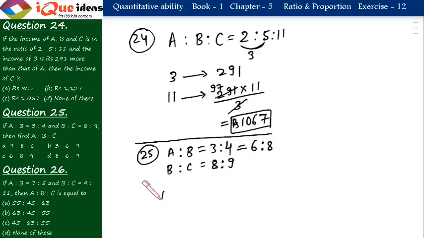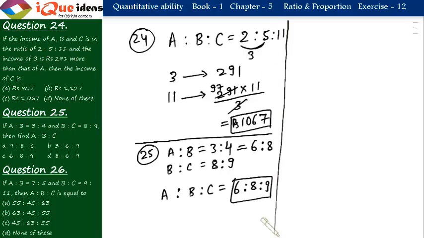Now once the common quantity value becomes same, we can combine them. So A is to B is to C, ratio will be equal to, for B we will take 8. Before that A must appear, so A will be 6, and for C it will be 9. So the combined ratio is 6 is to 8 is to 9. Right? So what we do is we identify the common quantity and we make the value of the common quantity same. Let's take question number 26.